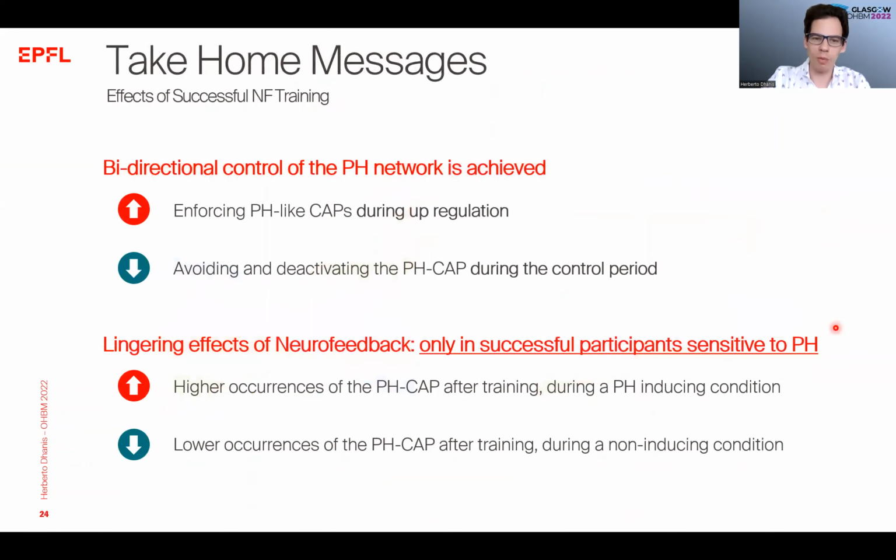And the take-home messages that I want you to have from this presentation are basically that we achieved bidirectional control of the presence hallucination network with an upregulation strategy and a downregulation strategy, and that there were lingering effects that mimicked these two strategies, but only in successful participants that became sensitive to the induction of presence hallucination. So you can be as successful as you want, but you then have to have a behavioral translation for this to linger after neurofeedback training.